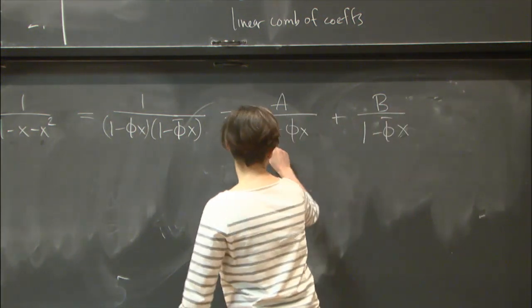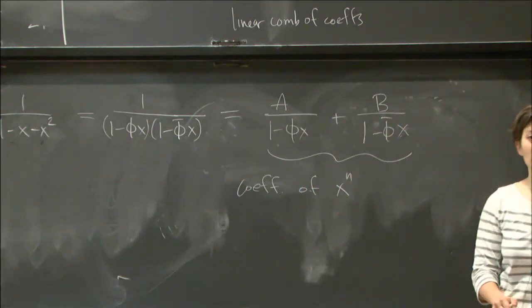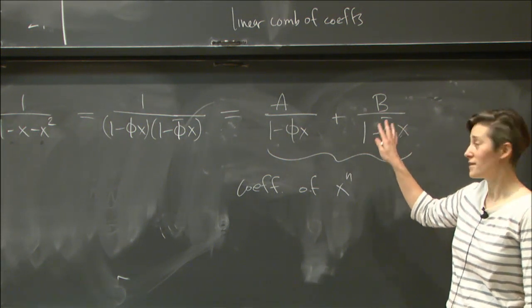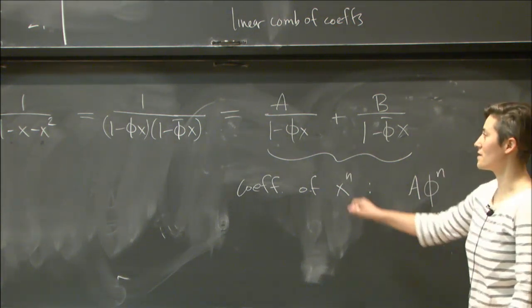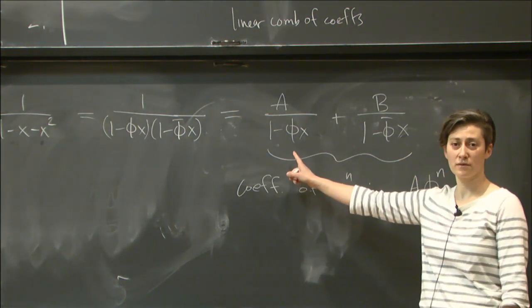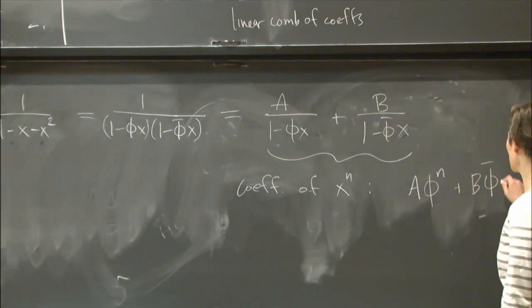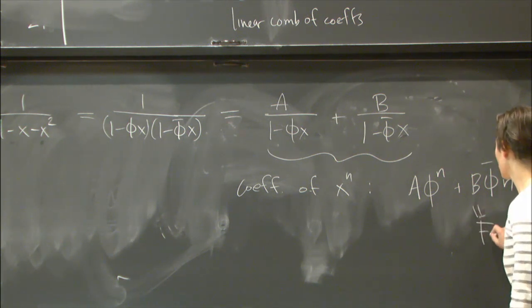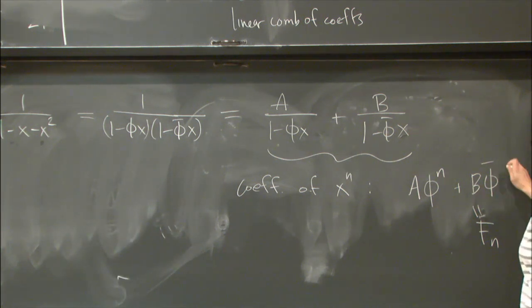Okay, so looking at this, we can find the coefficient of x to the n as follows. I'm going to take the one from here and add it to the one from here, right? And over here, it's going to be a times phi to the n. Everybody see that? By geometrically expanding. And over here, it's going to be b times phi bar to the n. And so this is the nth Fibonacci number. Okay, and yeah, thanks. Still catching up on sleep.